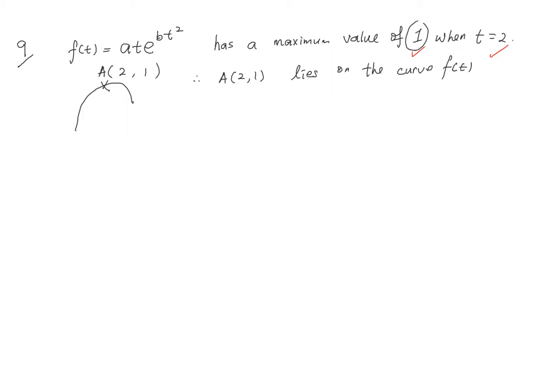F(t) equals a t e to the power of b t squared. So what can I do with these two? What should I do with these two values in relation to here? So I straight away write f(2) equal to 1. Am I right? Because this is your y, and this is your x coordinate. They are related in this way. That is called a function.